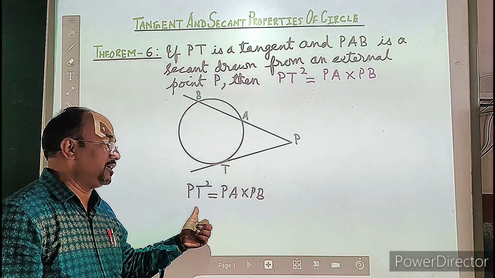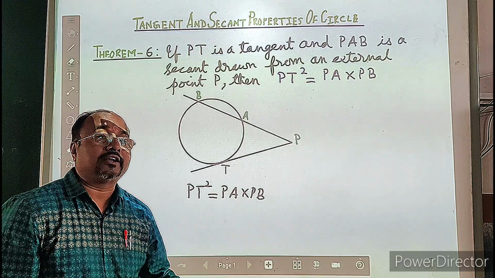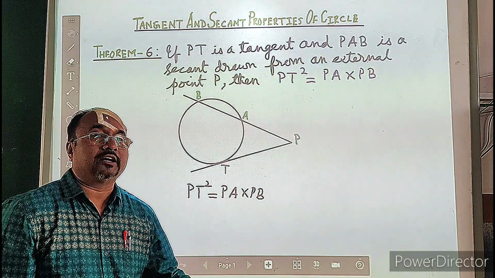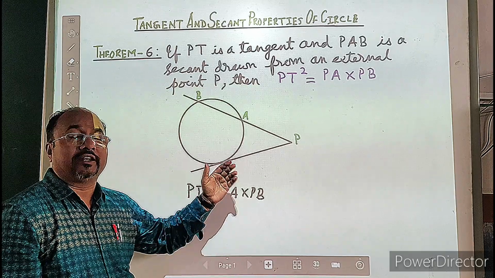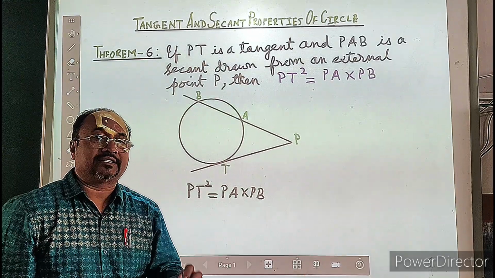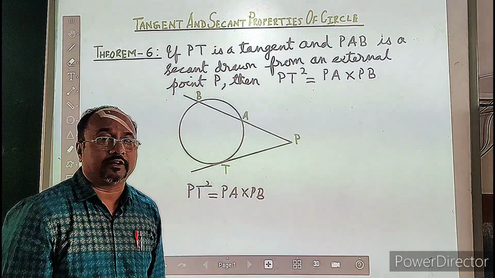So usually you can see there are 3 different lengths here. Out of that 2 will be given and you will be asked to find the third one. When this theorem comes, you can write in the reason as tangent secant theorem instead of writing the full statement.